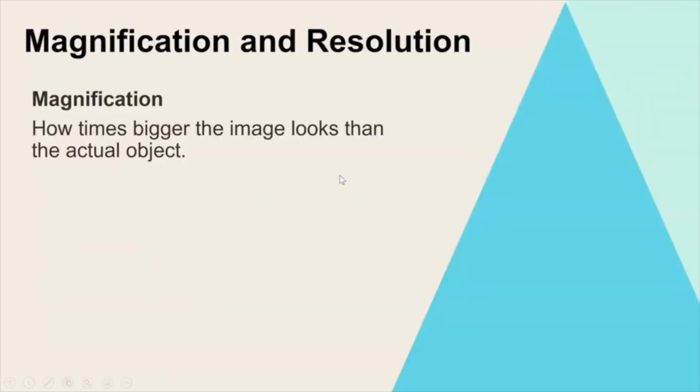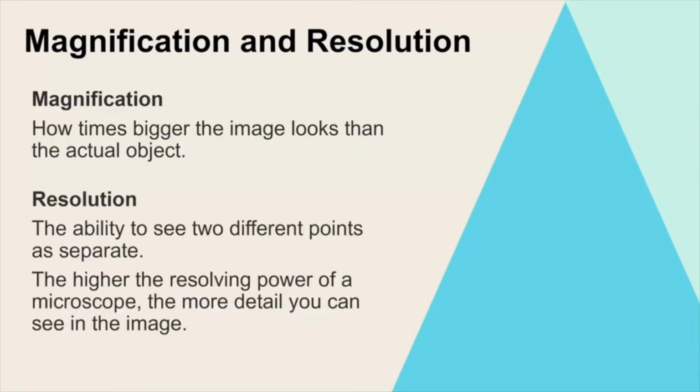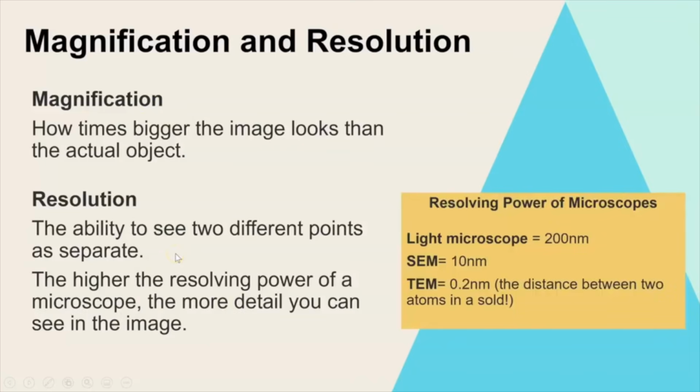Now, if we have a look at what these two key terms, magnification and resolution, actually mean, magnification is how many times bigger the image looks compared to the actual size of the object. Resolution is the ability to see two different points as separate. Basically that is to do with how crisp and clear the image looks. So the higher the resolving power of a microscope, the more detail you can see in your image. And that's why with electron microscopes, you are able to see these subcellular structures in detail, because you can magnify more and you have this higher resolution, so you get a clearer image.